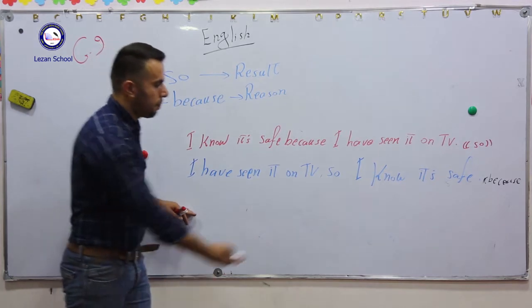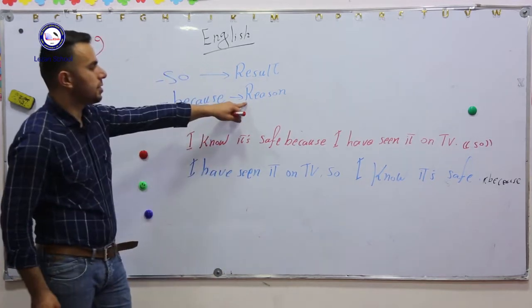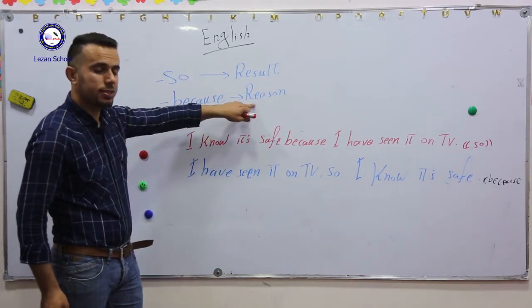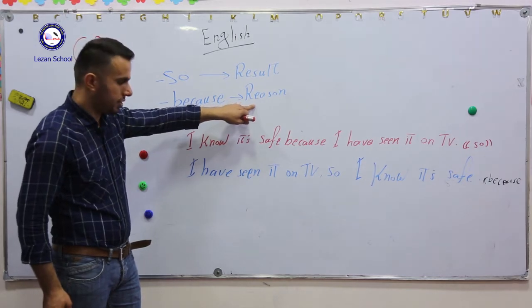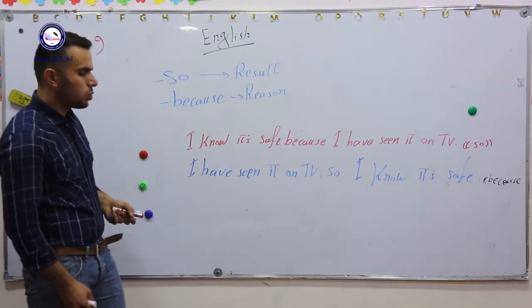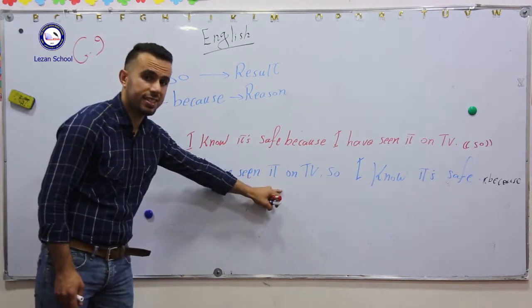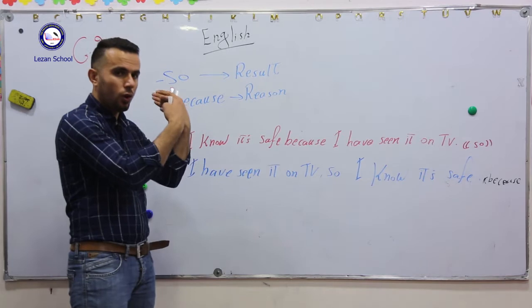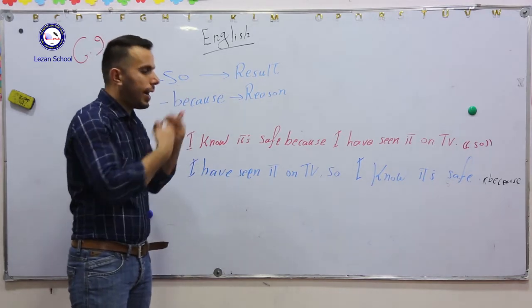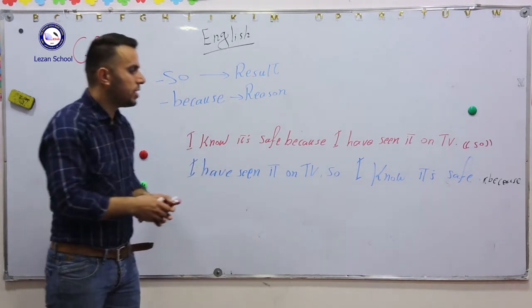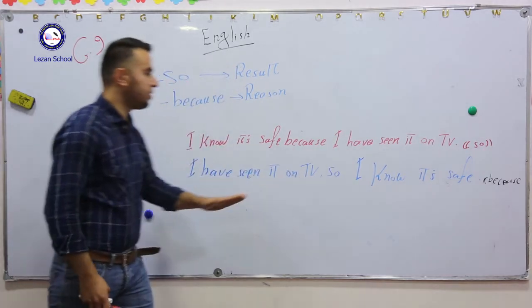This is the result. Because, and we said after because we have what? Reason. So, which one is the reason? I have seen it on TV. This is the reason. I have seen it before. So, after that, I know it is safe. This is the result of this sentence.